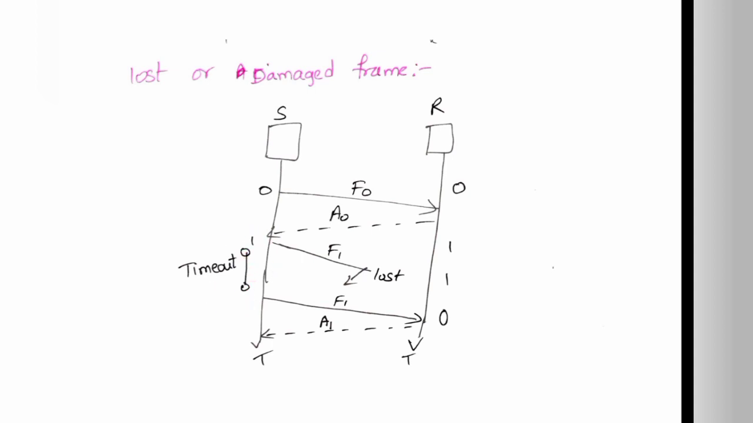So it times out and then it assumes that frame 1 is lost and it will retransmit frame 1 to the receiver. The receiver will send the acknowledgement to the sender for frame 1. So this is how the stop and wait protocol will handle the lost or damaged frame. Here frame 1 is lost, so it will be handled in this manner.